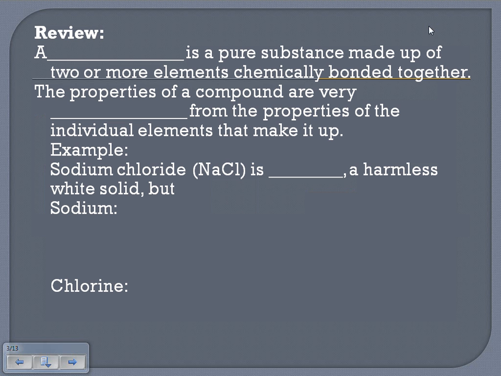So let's do a quick review so you guys can fill in these blanks as we go. A compound is a pure substance made up of two or more elements chemically bonded together. That's what we're going to look at in more detail. The properties of a compound are very different from the properties of the individual elements that make it up.